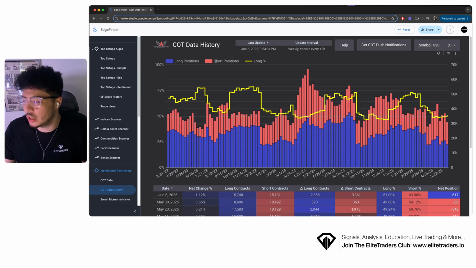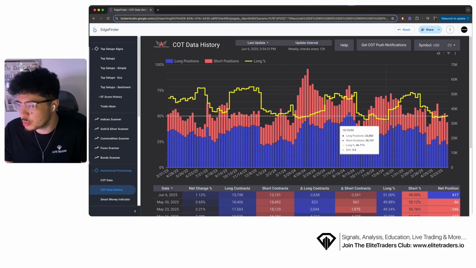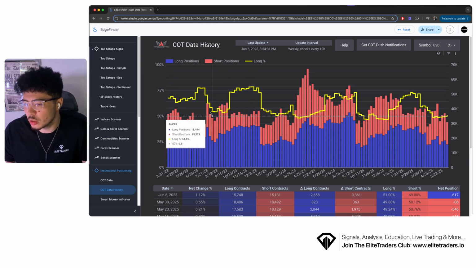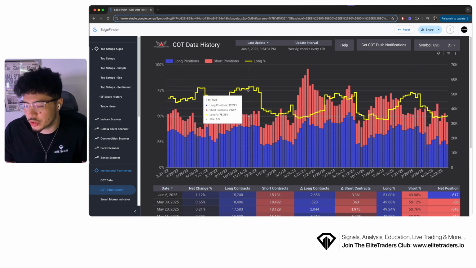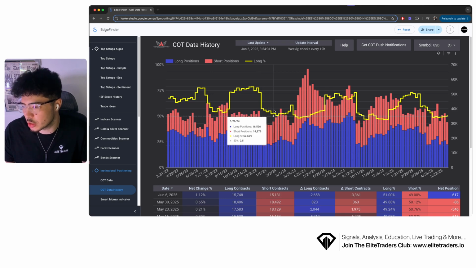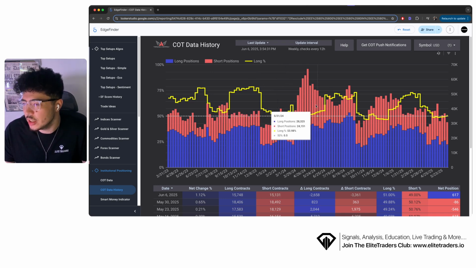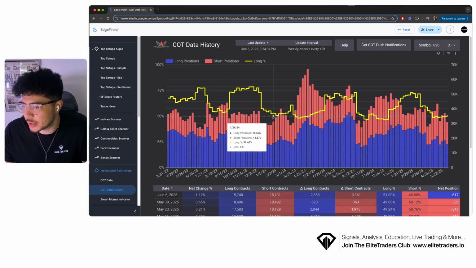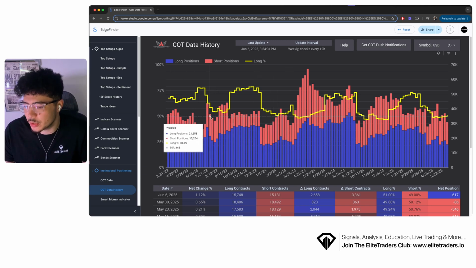I'll read your message. So for anyone that's been listening over the past couple of weeks, I've been talking about this 50% level on COT. This yellow line essentially tells us the percentage of long positions. It's like a moving average, if you will. But this 50% level has been acting as a support since 2023.